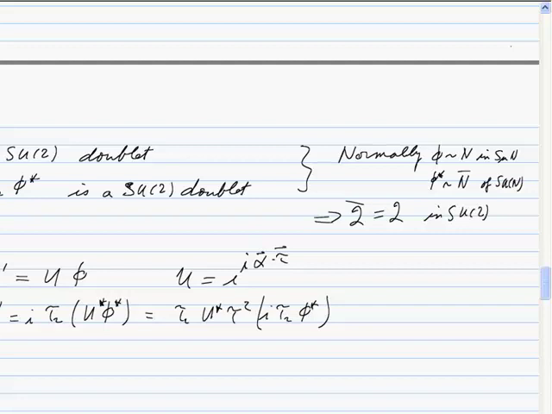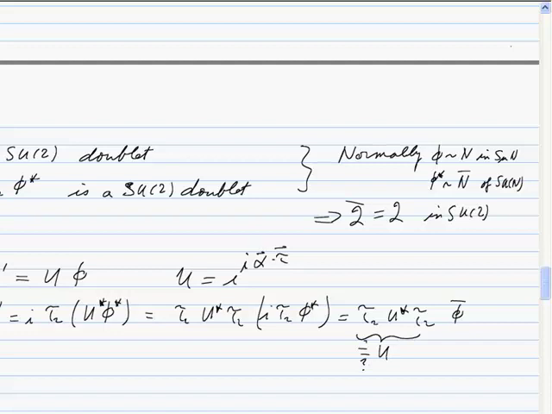Okay. So I brought the i in. That's nothing much. Tau 2 squared is 1. So that's the same thing, which is then tau 2 u star tau 2 phi bar. So if this is going to be a doublet also, we have to ask whether that's exactly equal to u.